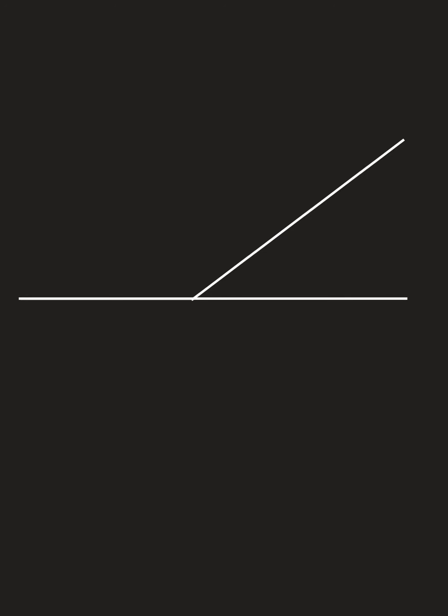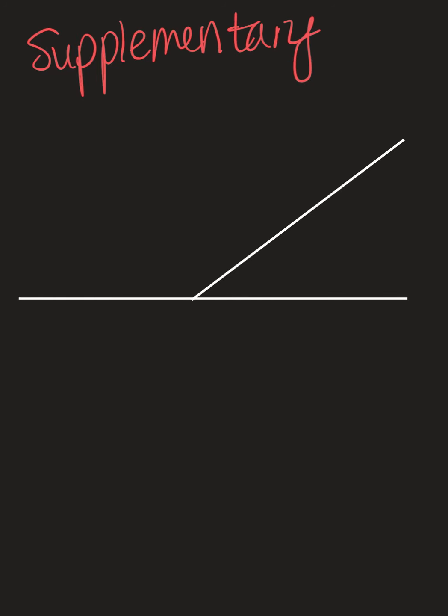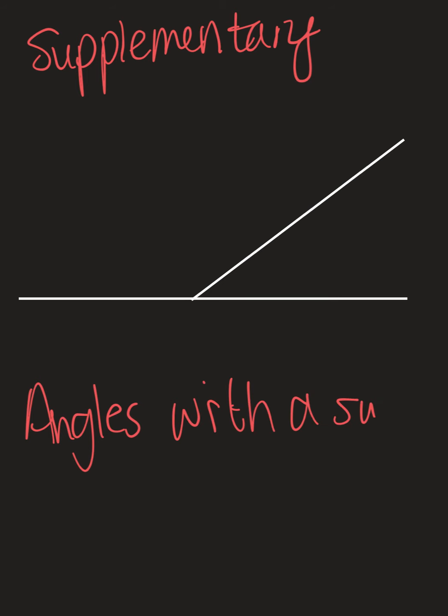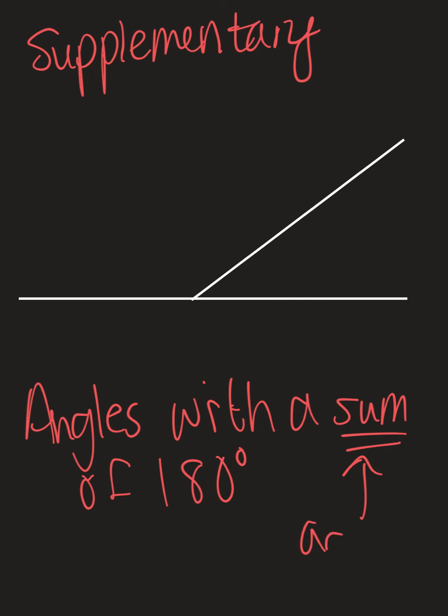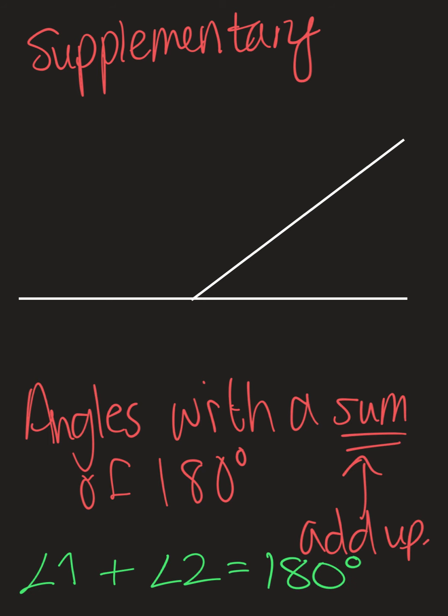Another type of angle relationship we have are supplementary angles. Supplementary. And these are angles with a sum of 180 degrees. Now, a sum means they add up to 180. I can use a formula to help me out there. So angle 1 plus angle 2, or any two angles that are supplementary, equal 180 degrees, and I can add up whatever is being replaced by those two. Okay? So these angles are supplementary because they form a straight angle, or a 180 degree angle, which is just a straight line. All right?